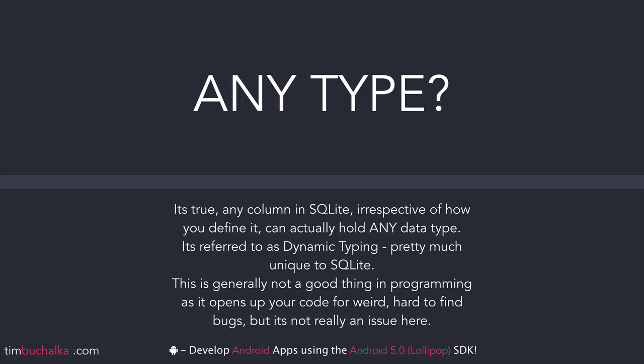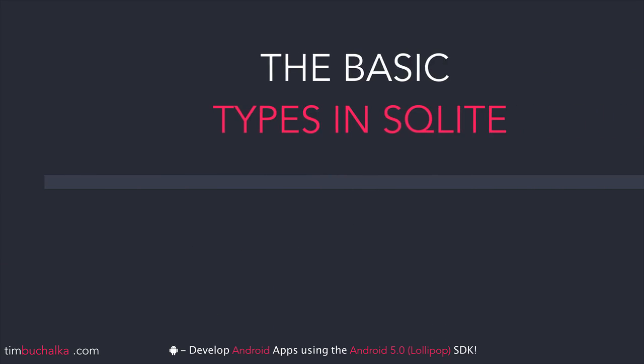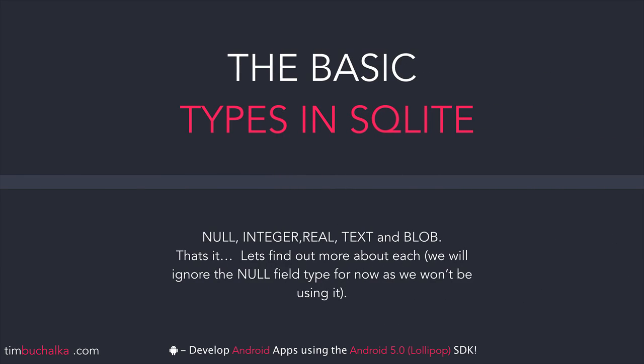But with that said, if we approach this from the right point of view, we can get around that and not have any issues. I just wanted to make it clear that that's what SQLite does, but it's not really an issue in practice. So the basic types in SQLite: null, integer, real, text, and blob. That's the only types of data you can currently store in a SQLite database. We're going to find out more about each, other than the null field, which we're not going to be talking about because it's not something we need to know at this stage.